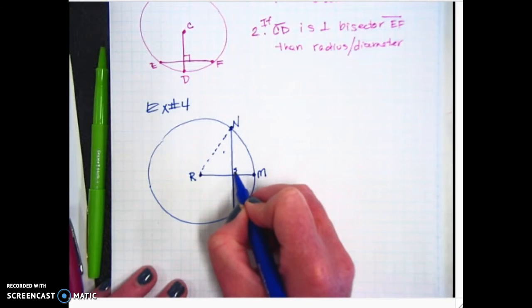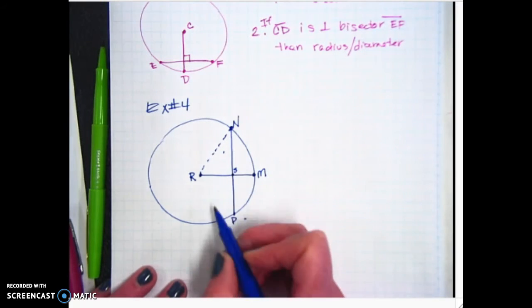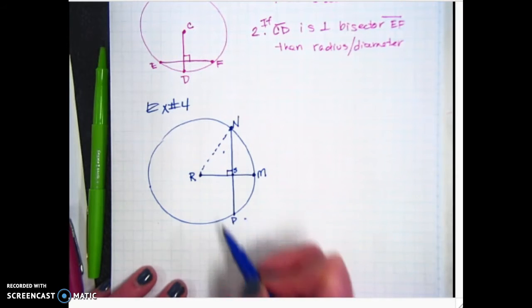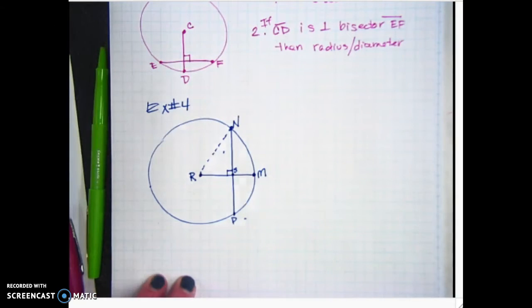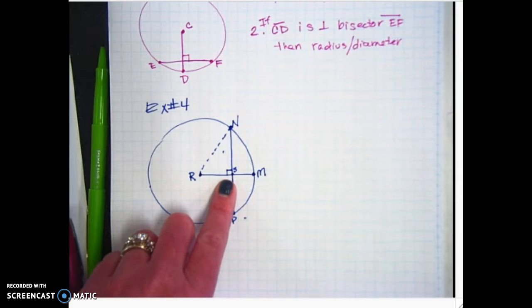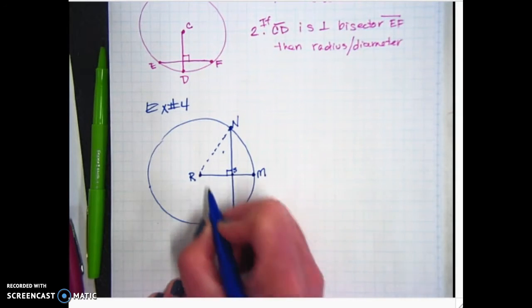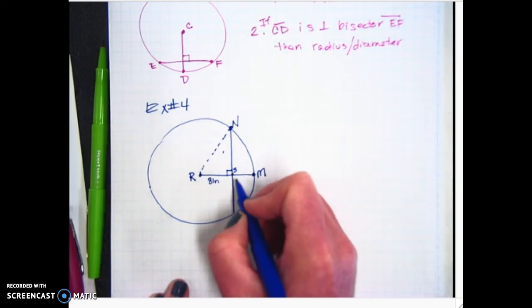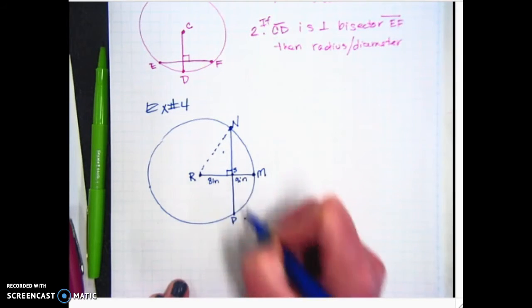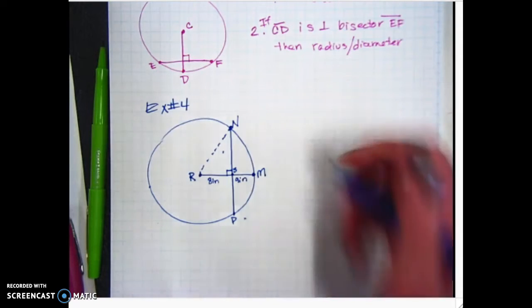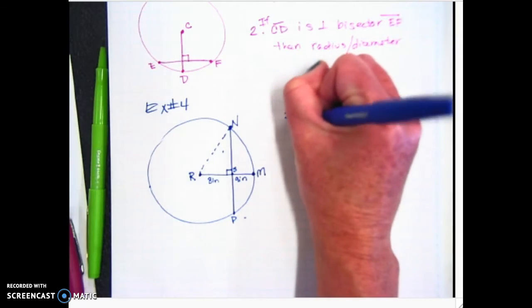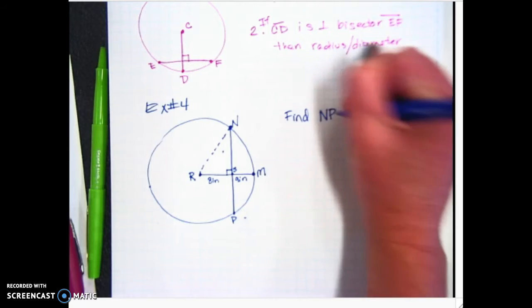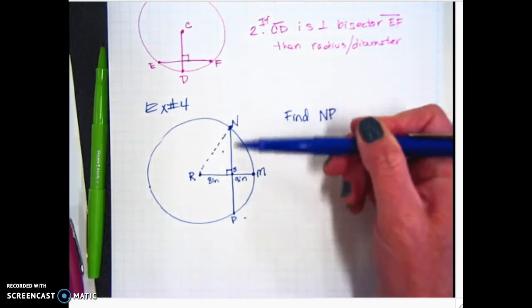And just for naming this intersection, we'll call that S. And put a little box because that's what the theorem says. The theorem says they're going to be perpendicular to each other. Okay? So they're going to be perpendicular. We indicate it by the little box. And then from R to S is going to be 8 inches. And from S to M is going to be 9 inches. Obviously not drawn to scale. And we're going to find NP, the length of this whole chord right here.